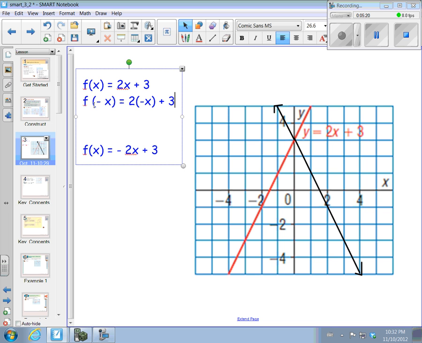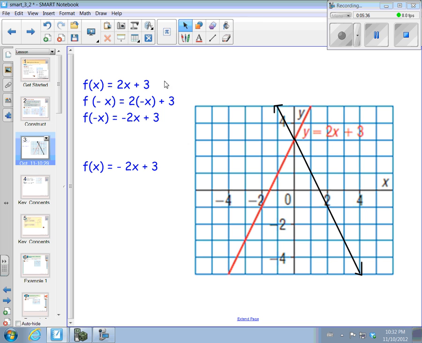So that mapping rule of f at negative x has led us to a new function called negative 2x plus 3. Now, is that what we got when we graphed it? Take a look. Definitely. Okay, so we now have a way to come up with a new function just by using a composite rule from last year. And as you can see, it fits.